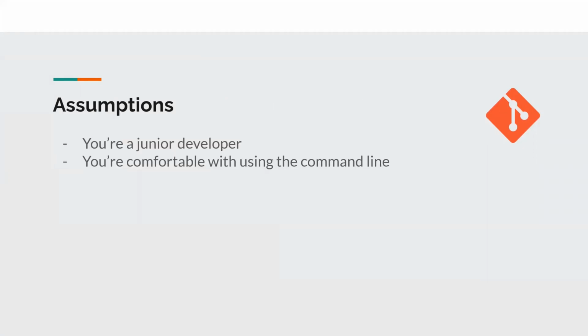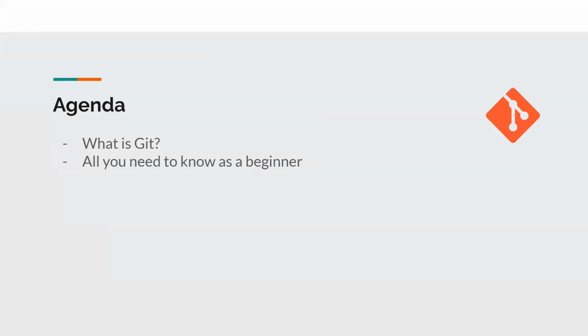I'm going to make some assumptions. The first is that you're a junior developer and trying to learn Git. Secondly, you're comfortable with using the command line, whether it's on Windows, Mac, or Linux. I highly recommend that you learn Git using the command line over any Git-based application, at least when starting out. So in this video, I'll start with an introduction of what Git is, and then run through, in my opinion, the minimum you need to know as a beginner.